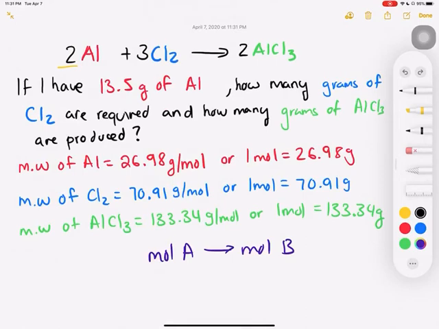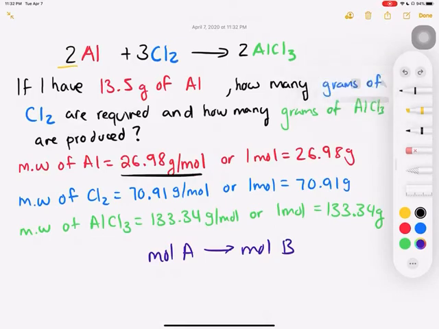So before we start doing any mole to mole conversions, we have to convert those given numbers to moles. So how do I convert 13.5 grams of aluminum to moles? You need a specific number that we call the molecular weight. So where can I get the molecular weight? All you have to do is Google. You're going to Google the molecular weight of aluminum, and this is the number that's going to pop up.